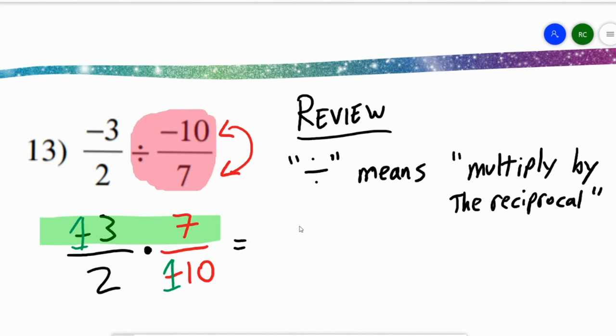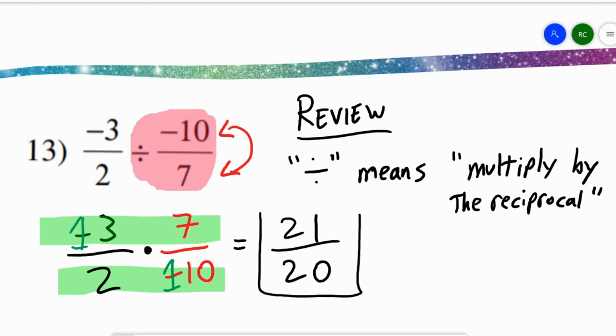So I multiply straight across the top. 3 times 7 is 21. I multiply straight across the bottom. 2 times 10 is 20. Our final answer for number 13 is 21 over 20.